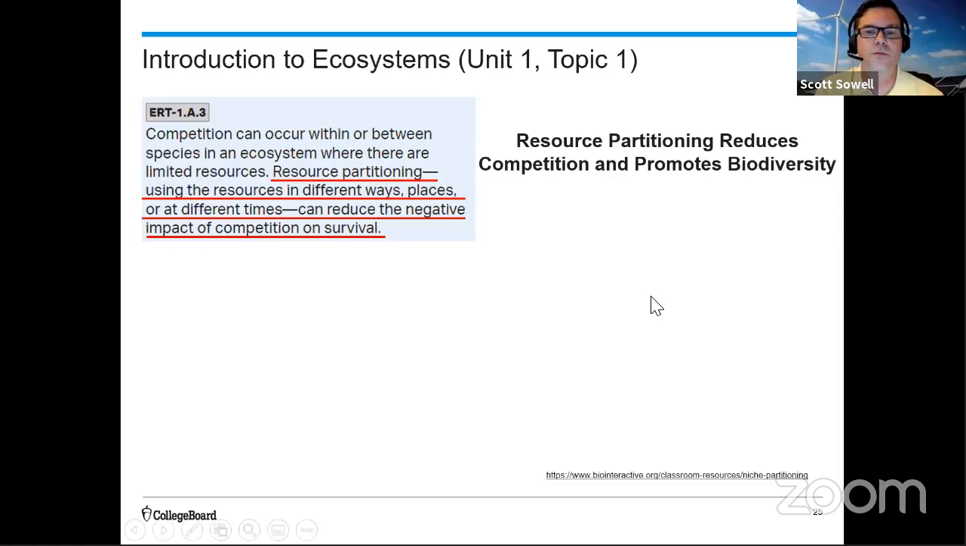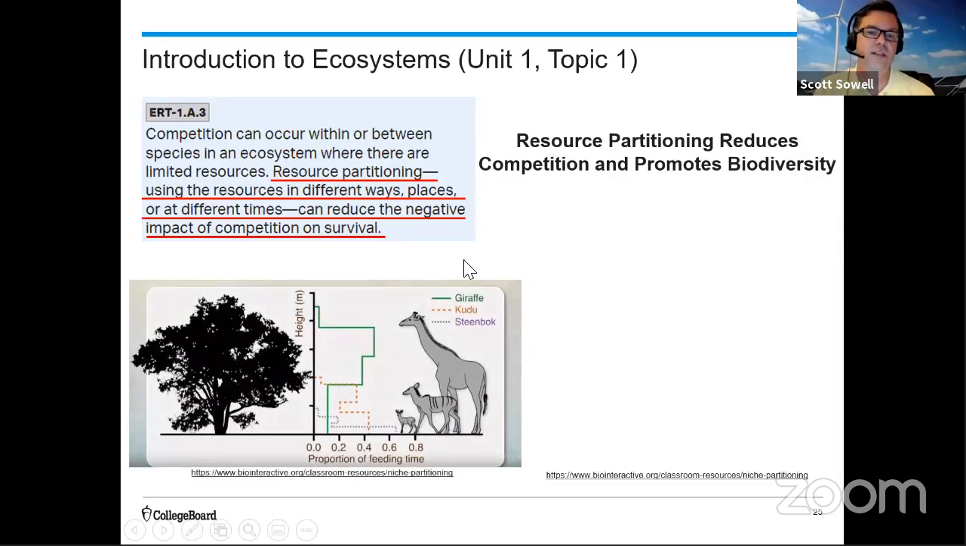So what we can do is we can see organisms start to share resources in different ways. So for example, if we go and look at the steenbok, the kudu, and the giraffe, all 3 of these organisms are eating from this tree, but they're eating at different heights of the tree. So they have partitioned this resource so that they can coexist.